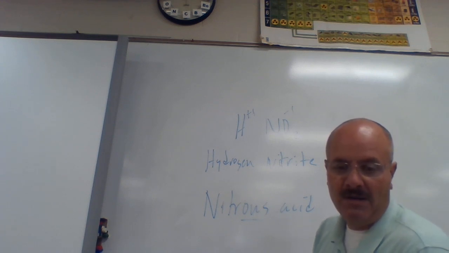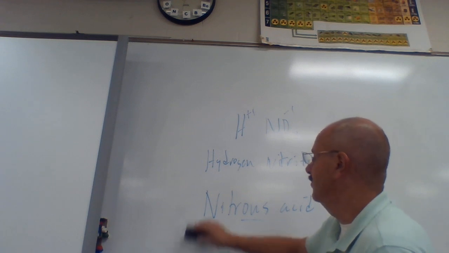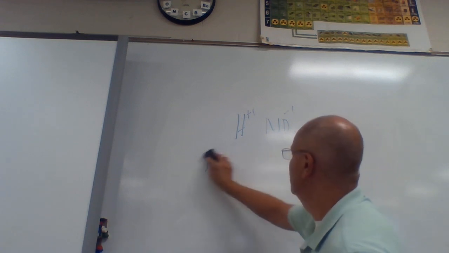All right, now we got name the following. These ones you have to figure out which type they are. So what you have to do is look at the very first element that they're made up of. If the first element is a metal, then it's ionic. If the first element is a non-metal, then it's molecular, and it uses mono, di, tri. If the first element is hydrogen, then it's an acid and uses the last process, the acid naming.